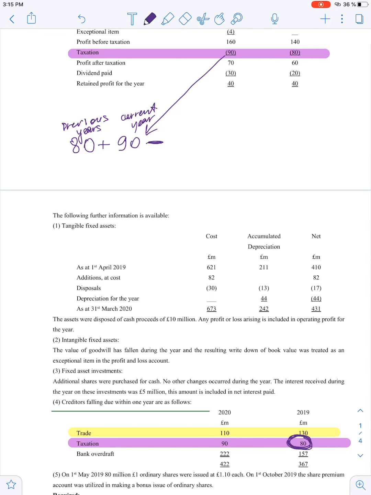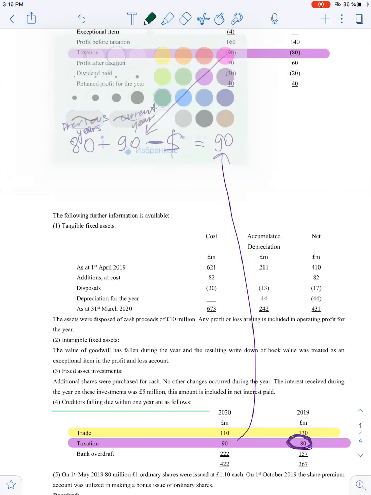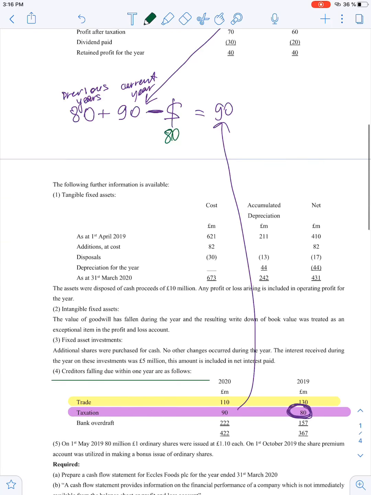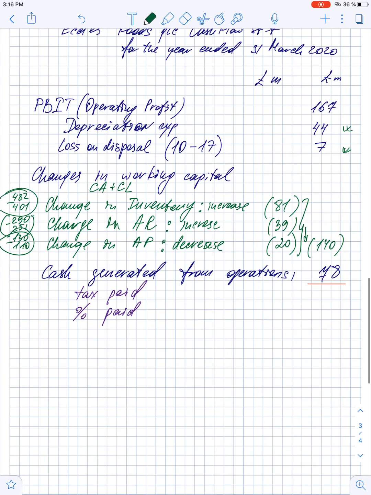And the company, of course, paid some amount of money. We do not know the exact amount right now, but we do know that at the end of the year, the company still owed 90. 90 is the debt as at the end of the year. Using our incredible math skills, we can conclude that the total payment which was made during the year is 80. So that 80,000 pounds was paid by the company to the tax authorities, and we have to put that amount into our calculations. So tax paid was 80.